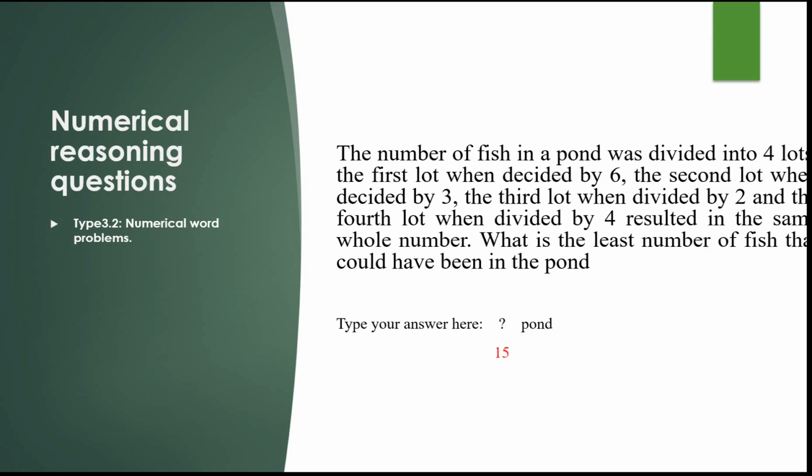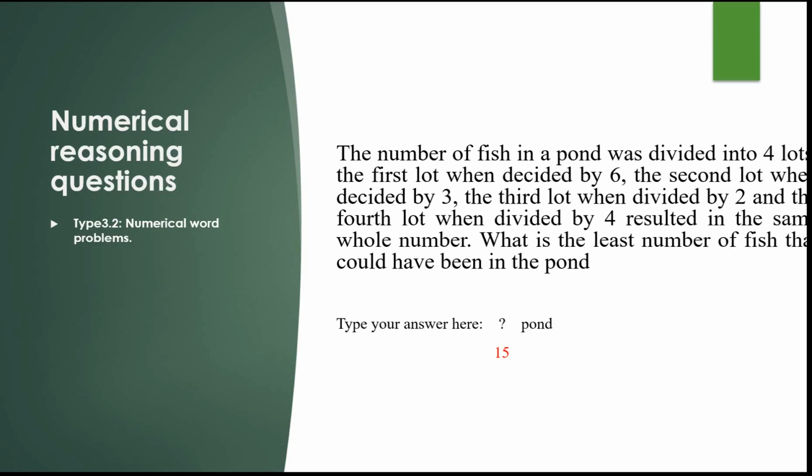Yes, the correct answer is 15. Remember, the fastest way is to assume that the same result is equal to 1, so the correct answer is to add these four numbers together. As a result, the sum of 6, 3, 2, and 4 equals 15.